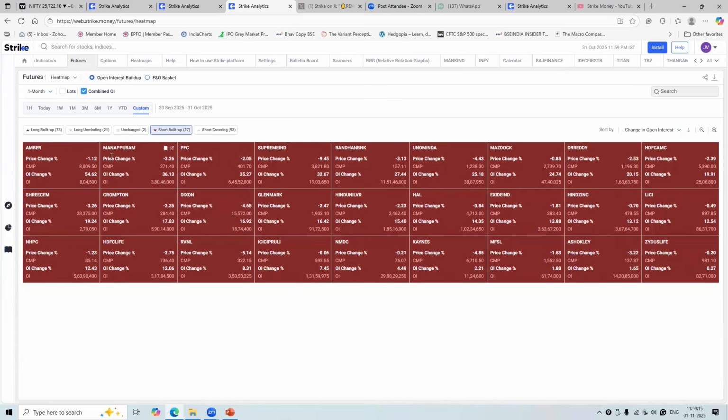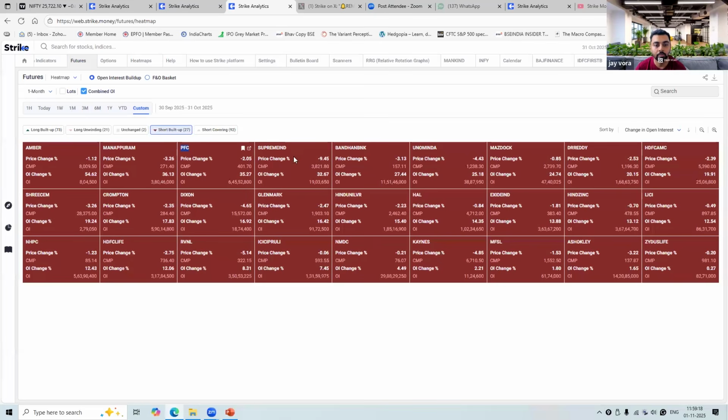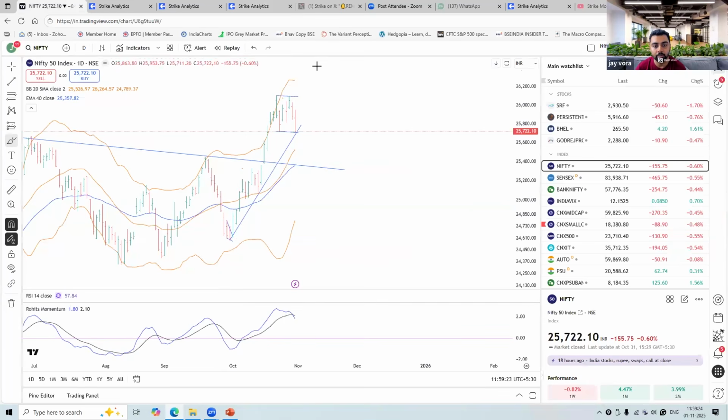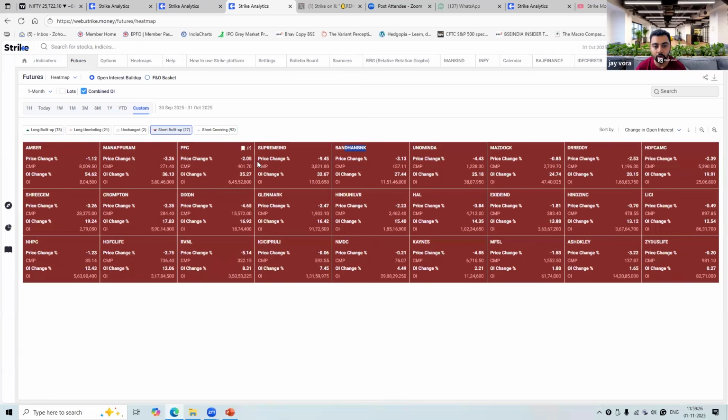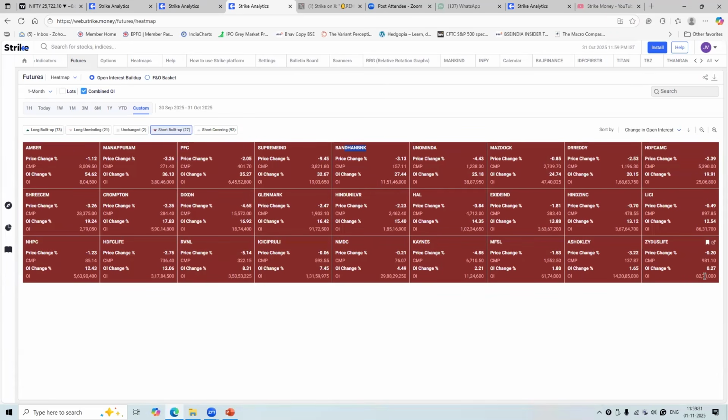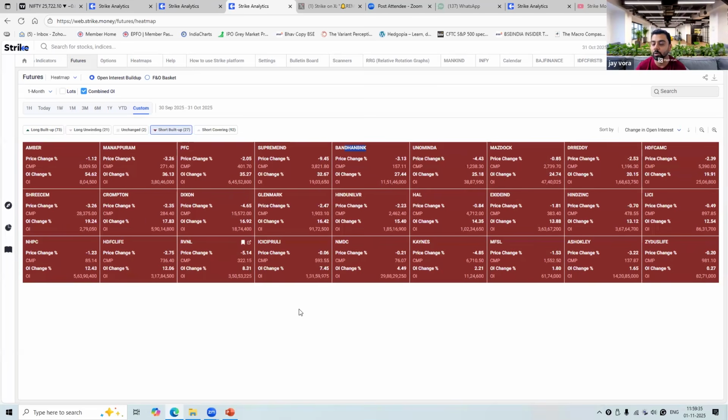So see, this is Amber, Manappuram, PFC, Supreme, Bandhan Bank. Now these are all the stocks where despite the market rising higher, they have not only gone down, but it has also led to a huge rise in open interest. So then you have to try and find out, is there an opportunity over there or not?